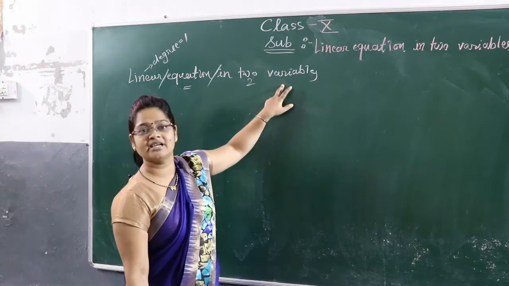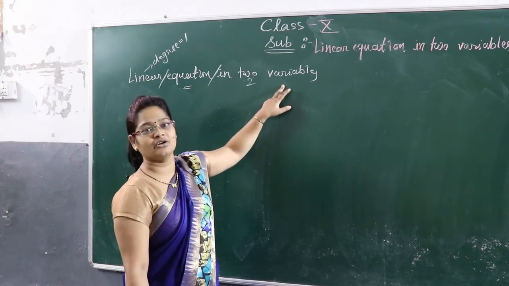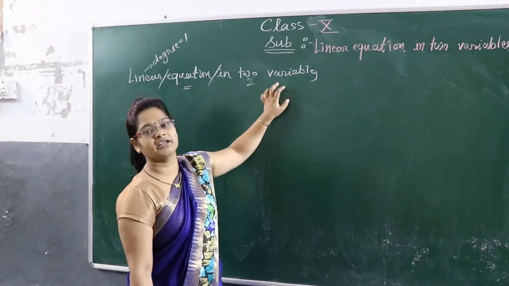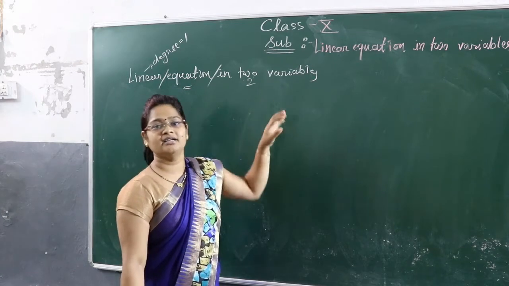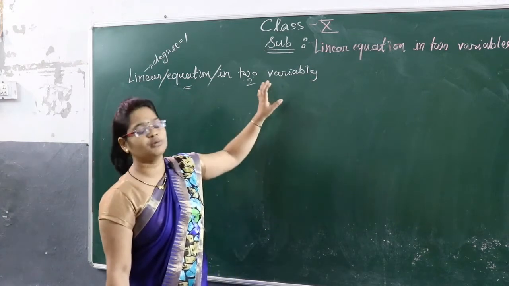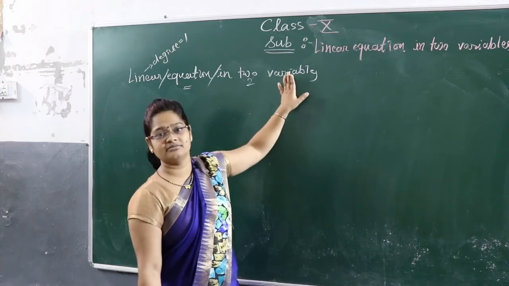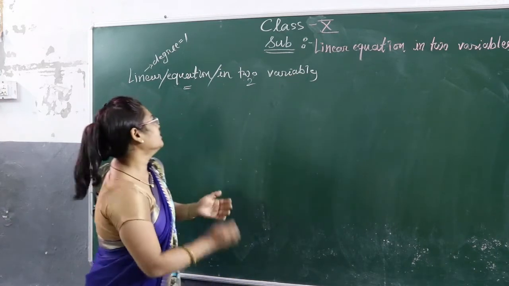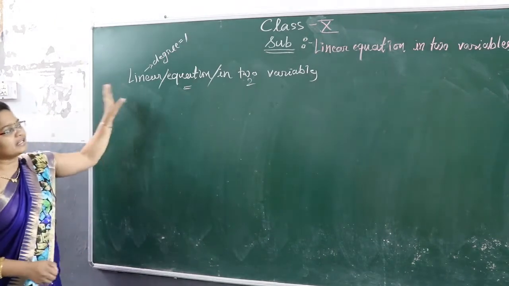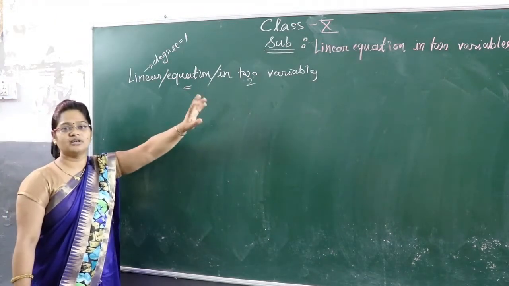Variables are the alphabets or the letters which are not constant. It means we can denote it by any number. Both the simultaneous equations should satisfy that number. So that is called a linear equation in two variables.